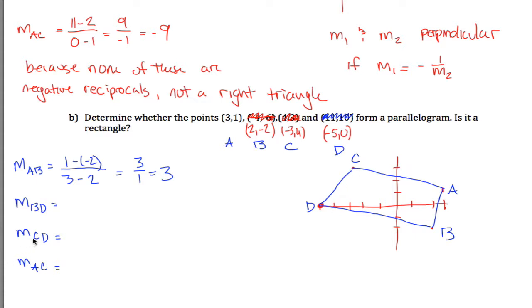So let's figure it out. The slope between CD, well, the difference in the 2 y-coordinates, this y-coordinate is 4, this one is 0. So I get 4 minus 0. The difference in the 2 x-coordinates, this one is negative 3.